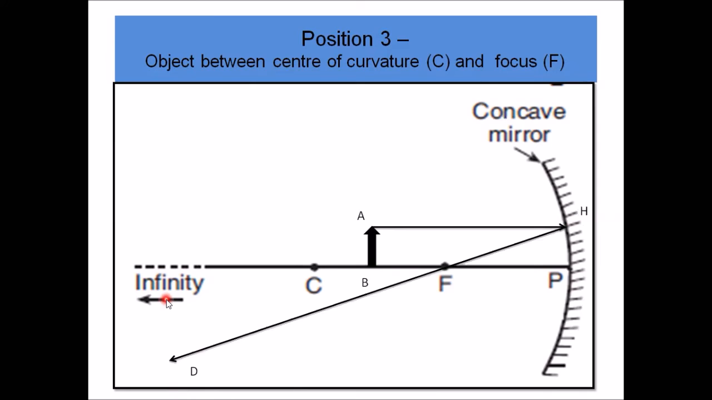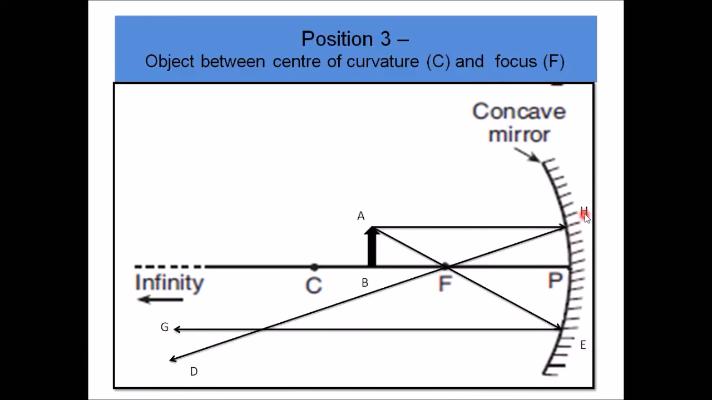Then we need a second ray. We can make it pass through the focus. The second ray of light, we are making it fall on the concave mirror in such a way that it is passing through the focus. The name of that incident ray is AE. What will happen after it gets reflected back? According to our rule number 3, it will go parallel to the principal axis. So the reflected ray is EG.